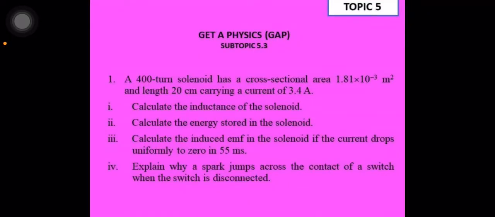Gap Day 14. Question 1. A 400-turn solenoid has a cross-sectional area of 1.81 times 10 to the power of negative 3 meters squared, and the length is 20 centimeters, carrying a current of 3.4 amperes. The first question, they would want us to calculate the inductance of the solenoid.